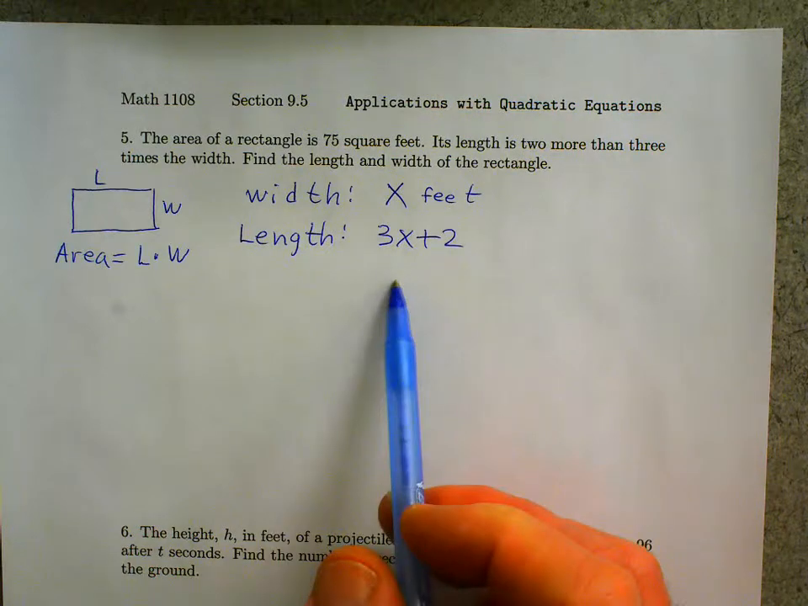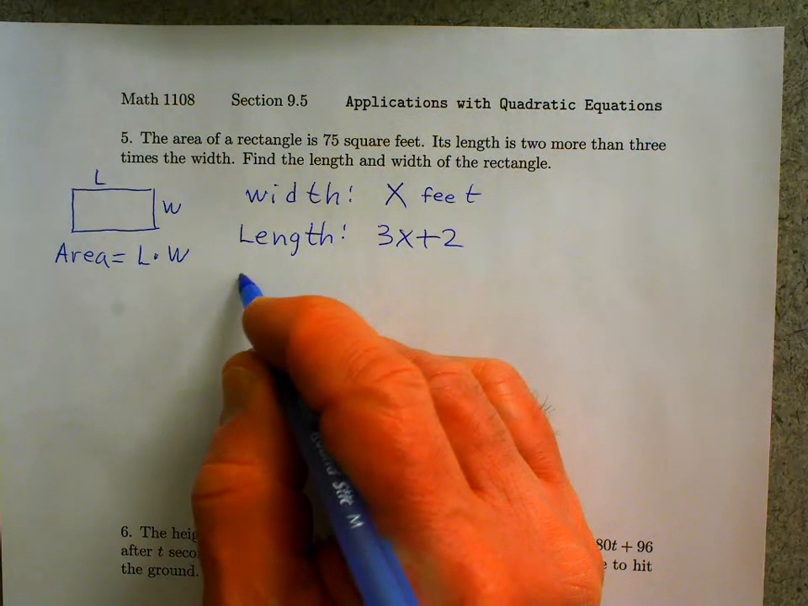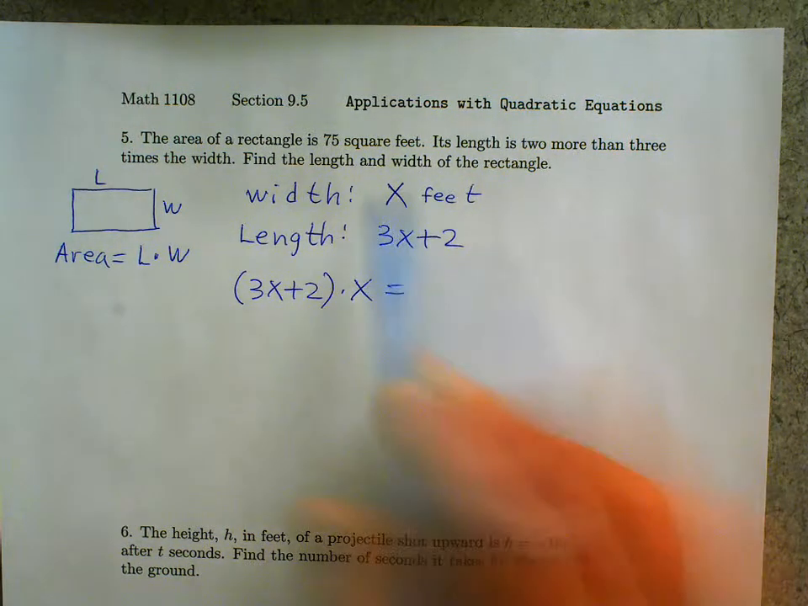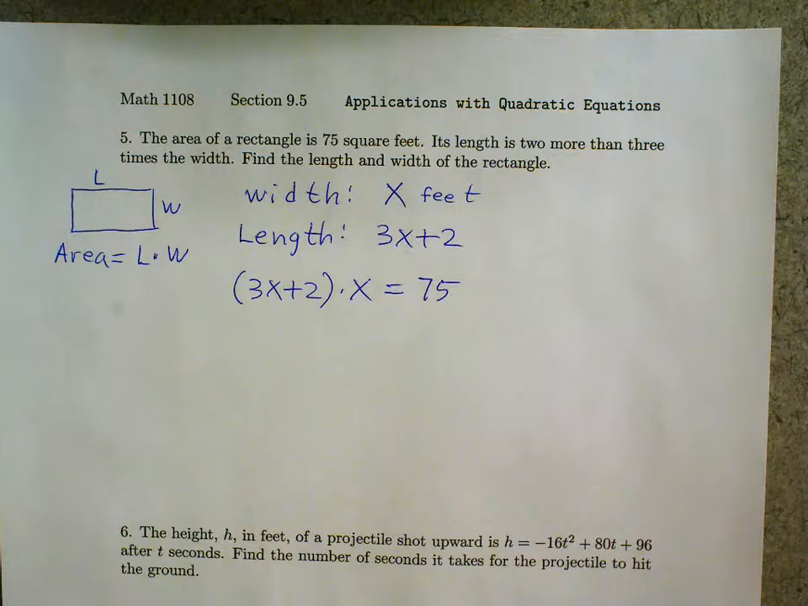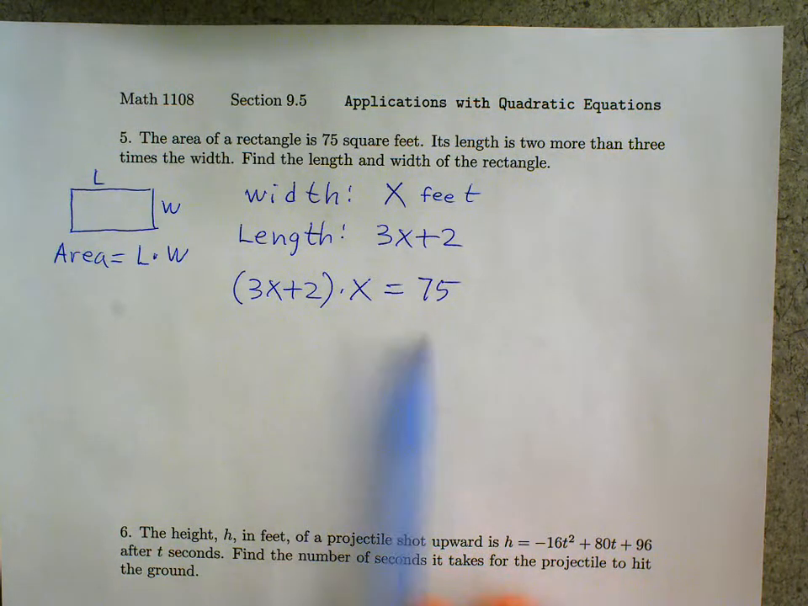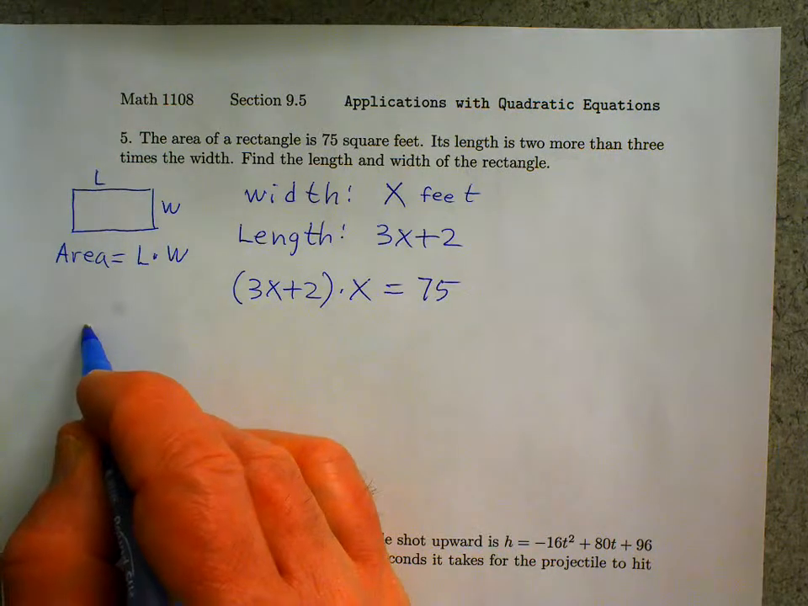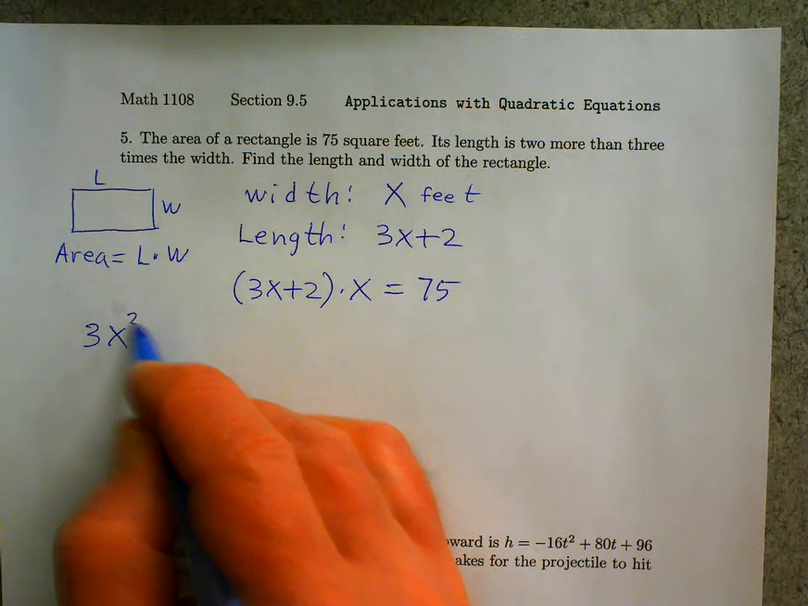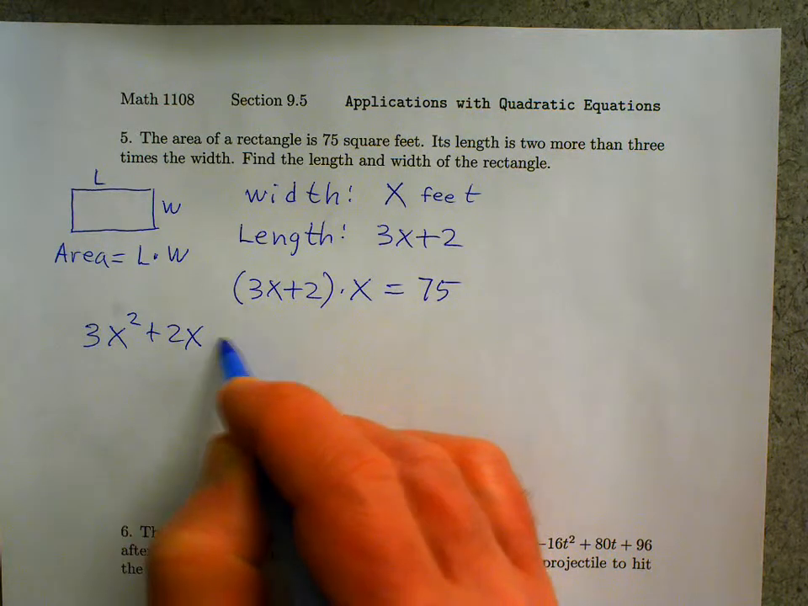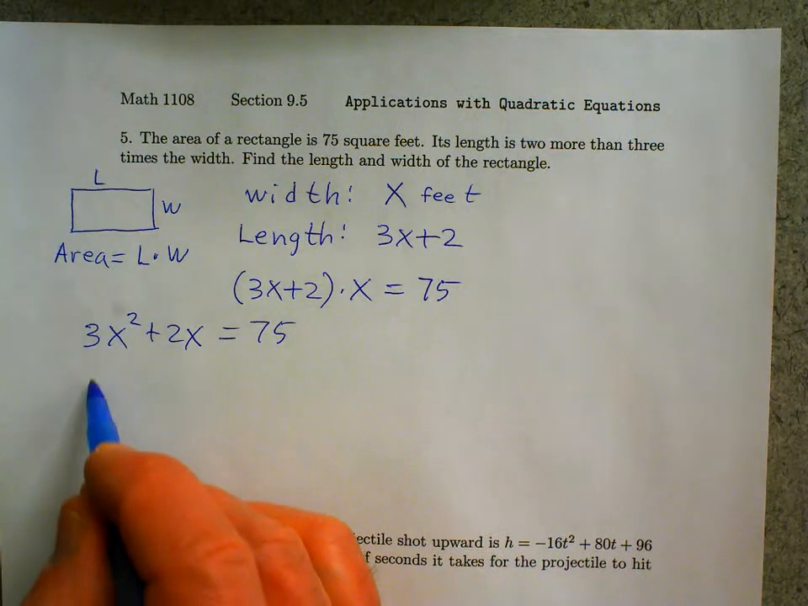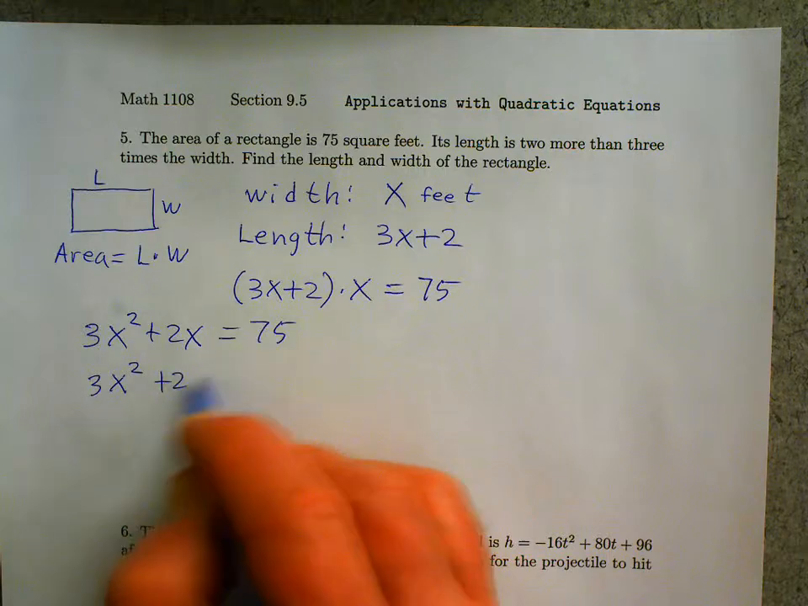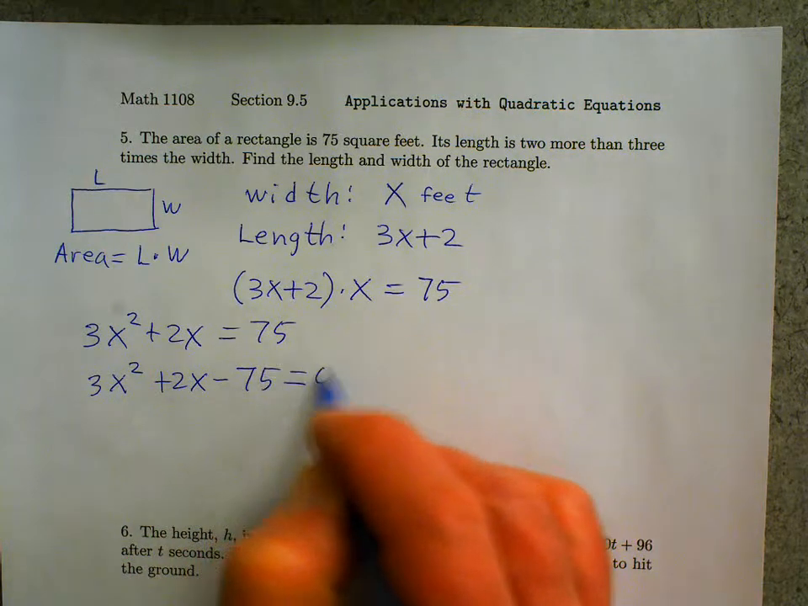And then just multiply length times width. 3x plus 2 times x equals the area, 75. And here is our equation. The equation is a quadratic equation. We can get it into standard form. First multiply 3x plus 2 times x to get 3x squared plus 2x equals 75. And then in standard form, subtract 75 from both sides. We get 3x squared plus 2x minus 75 equals 0.